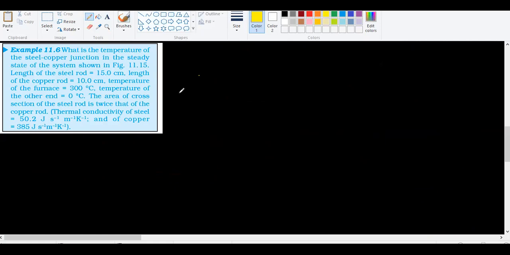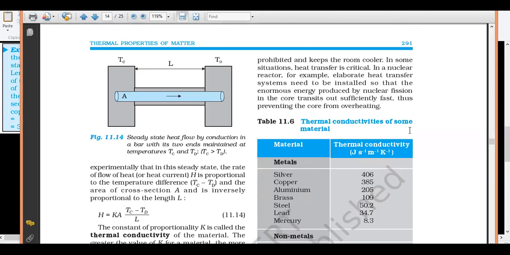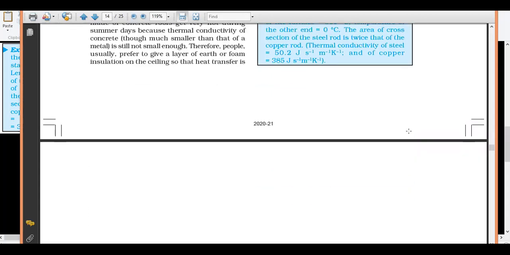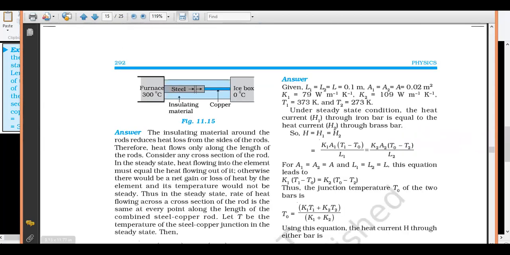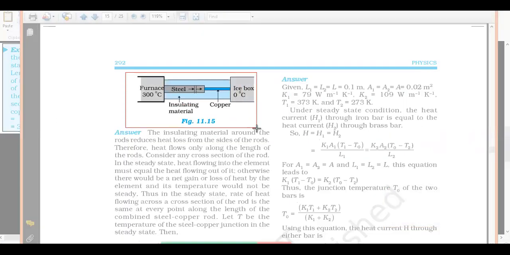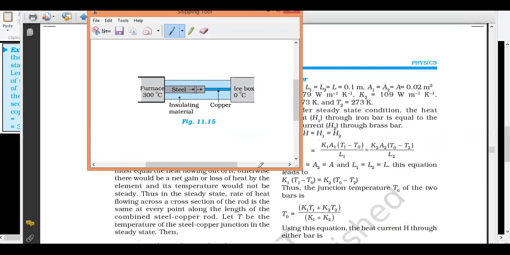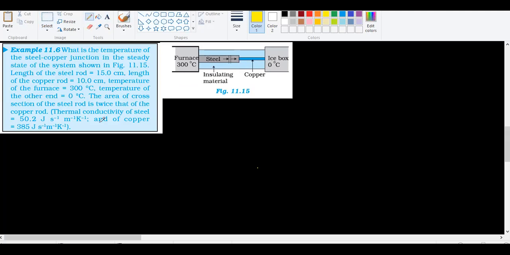What is the temperature of the steel copper junction in the steady state of the system shown in figure 11.5? So steel copper junction is over here. So what is the temperature of this junction? So this is what is asked. Length of the steel rod is given, length of the copper rod is given, temperature of the furnace is given, temperature of the other end is 0 degrees, icebox. Area of cross section of steel rod is twice that of the copper rod. That means 2 times this area is here. Thermal conductivity of steel is given, of copper is given.